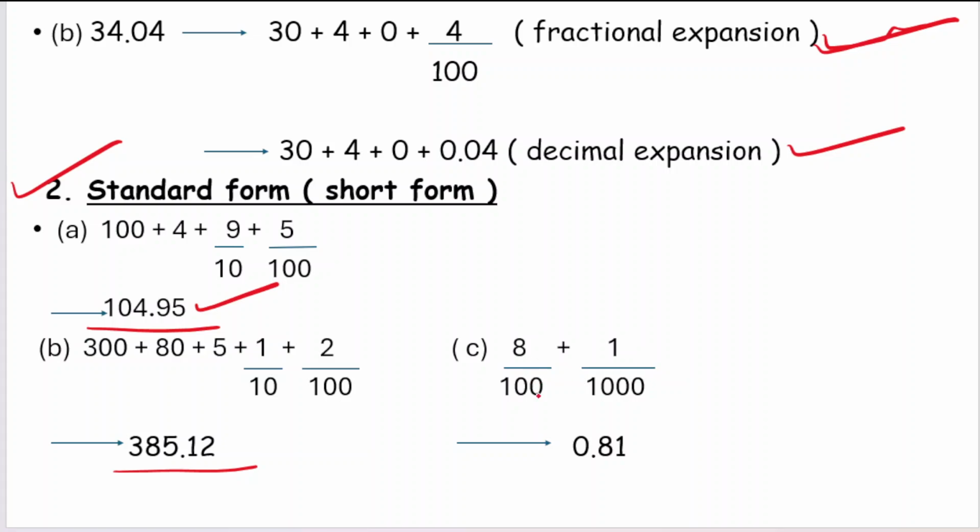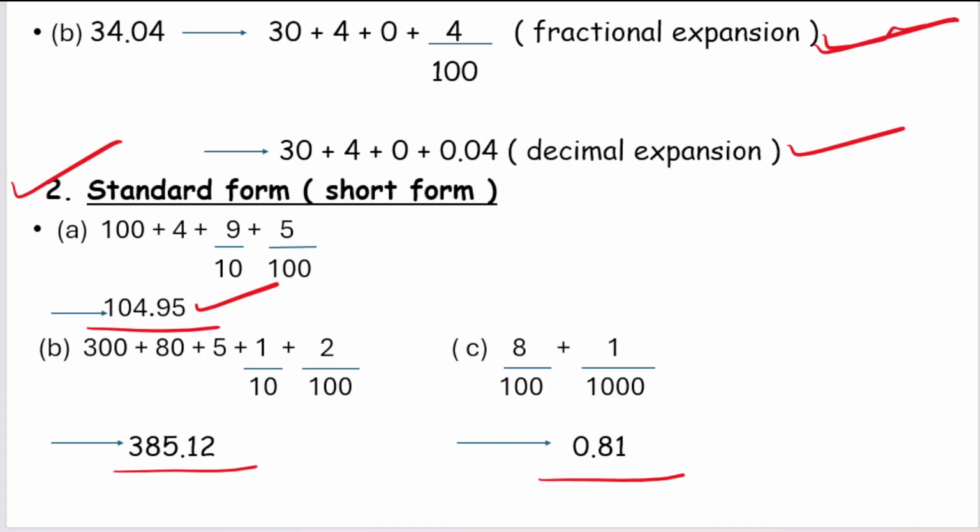Number C, 8 by 100 plus 1 by 1000, 0.81. Now children, here the whole part is nothing. So nothing means 0. So we are presenting the whole part by putting a 0. And the decimal part is 8 tenths and 1 hundredths. So that is how we have written in standard form as 0.81.